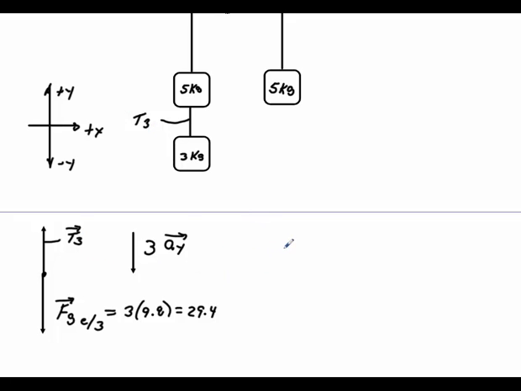From this one right now, I can go ahead and write myself an equation. The summation of all forces in the y direction must equal the mass times the acceleration in the y direction. So when I do that, I will get minus 29.4 plus T3 is equal to minus 3 times AY. Okay, so that's going to be my first equation.